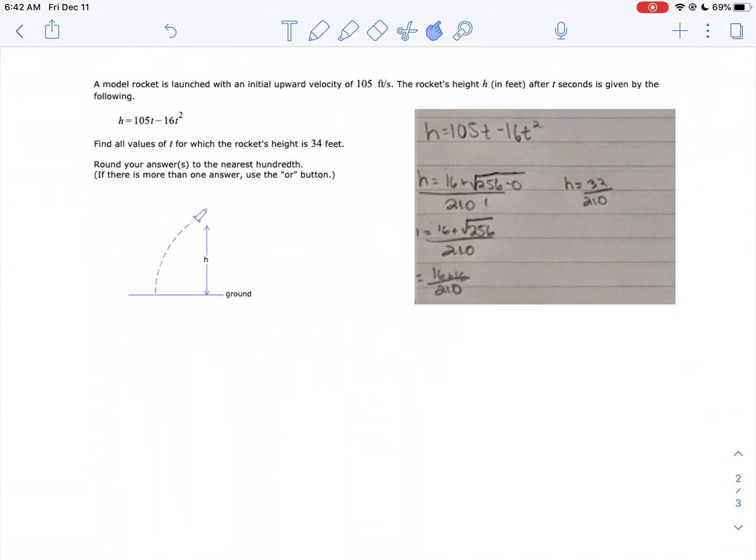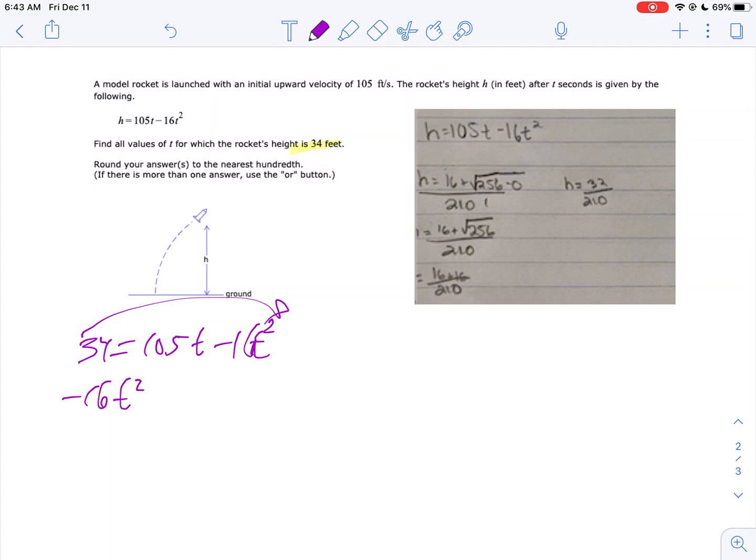On this problem, you set it up right. You got the right equation, but you didn't put in h. We want to find the time when the height is 34. So it should be 34 equals 105t minus 16t squared. So we're going to move that 34 to the other side again to make it equal to 0. So we get negative 16t squared plus 105t minus 34 equals 0.